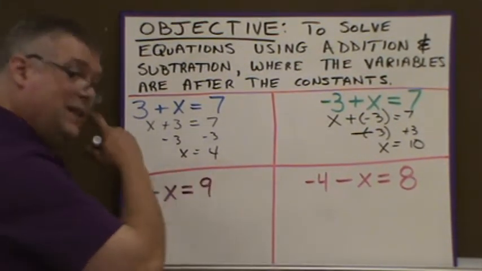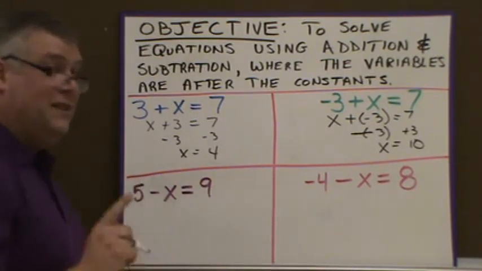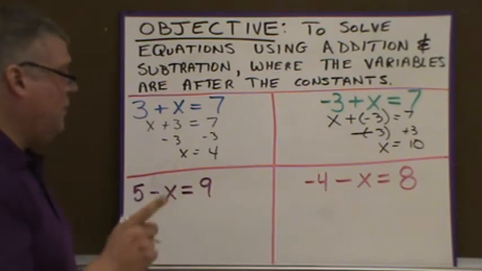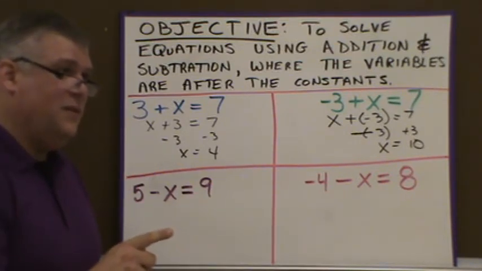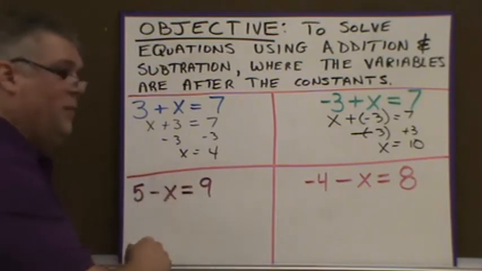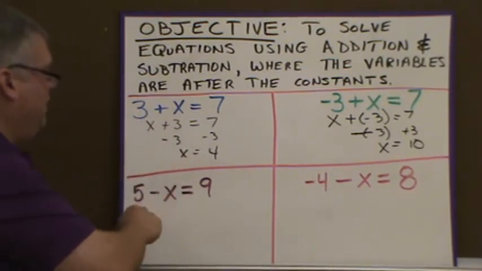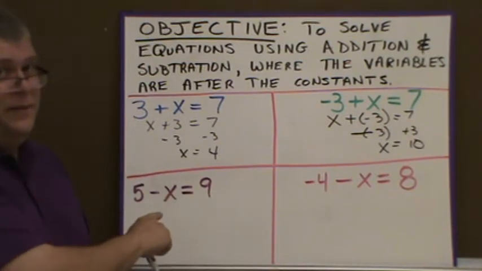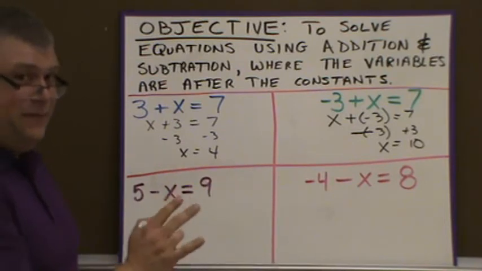However, these two, different story. Because subtraction is not commutative. And you really have to start thinking about the operation in terms of the relation to the variable. This is x plus 3. This is not x minus 5. This is 5 minus x, which is completely different.